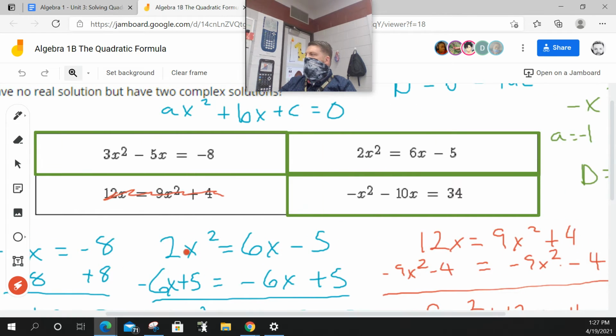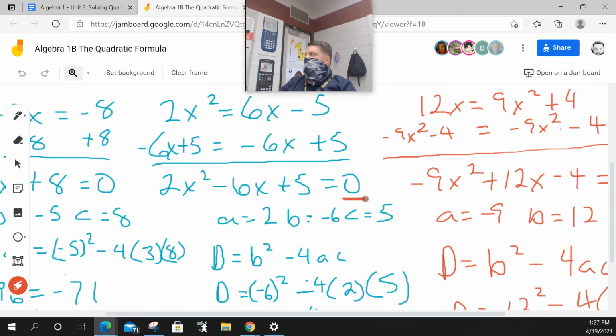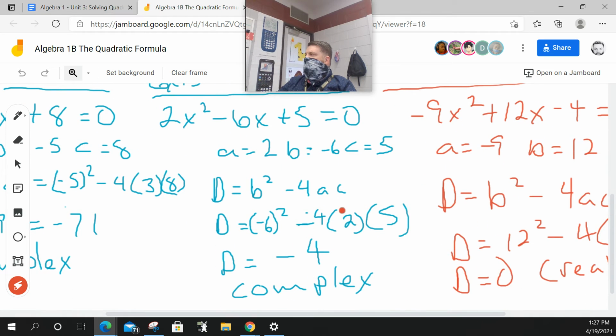we're going to do the same thing. I'm going to add 5 and subtract 6x from both sides of the equation. That helps me to solve for 0. So I've got ax squared plus bx plus c. In other words, a is equal to 2, b is equal to negative 6, c is equal to 5. Fill in negative 6 for b, 2 for a, 5 for c.